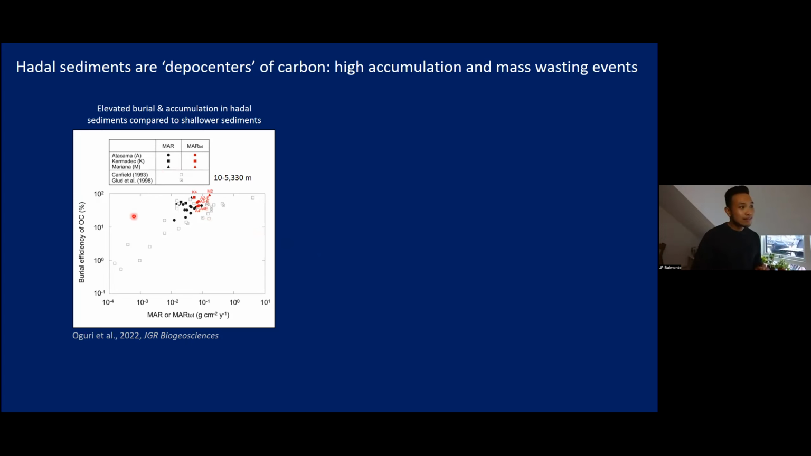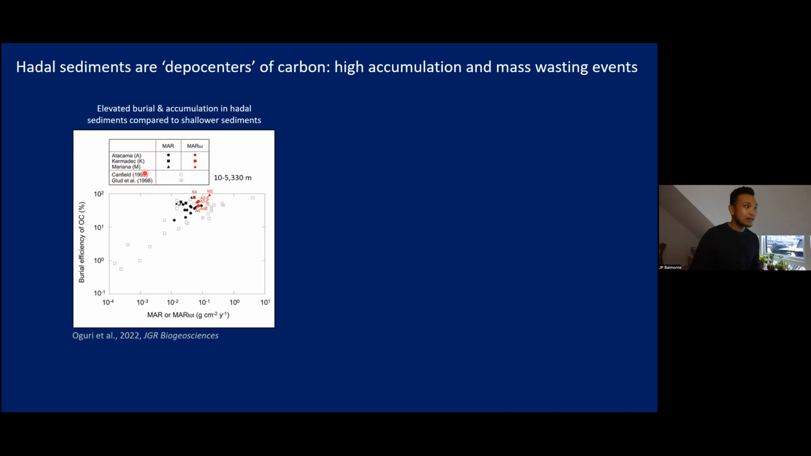So this study by Kazumasa Ogori that just came out looks at the percent burial efficiency of organic carbon, as well as the MAR, or mass accumulation rate. They did this in 3 different trenches: the Atacama Trench, the Kermadec Trench, and the Mariana Trench. They compared the values that they found to values that have been published in the literature by Don Canfield, as well as Ronnie Glud, both at SDU.